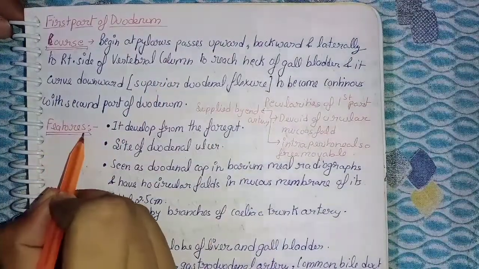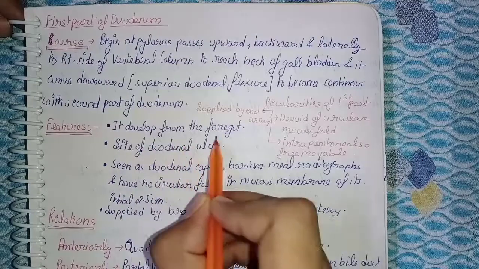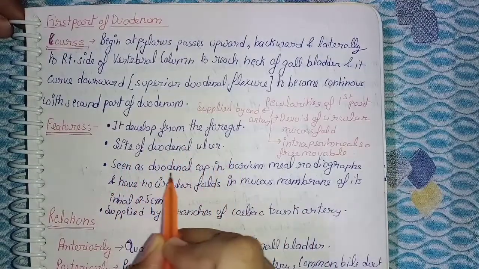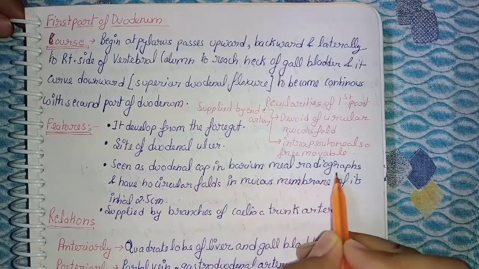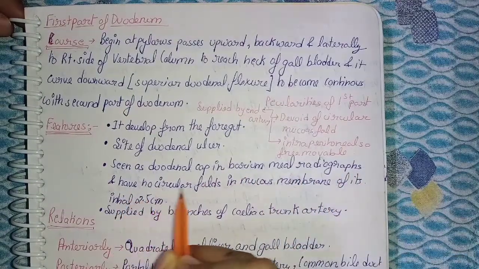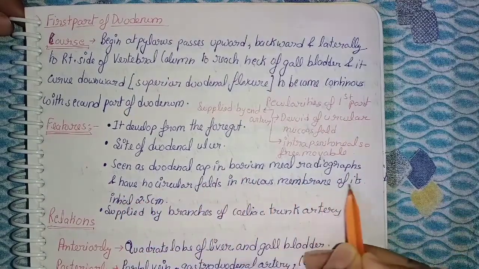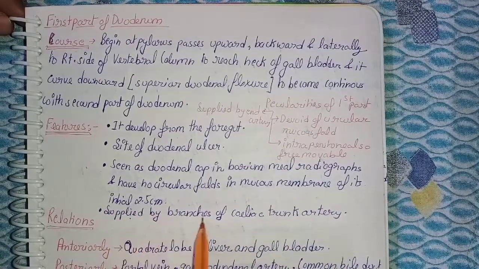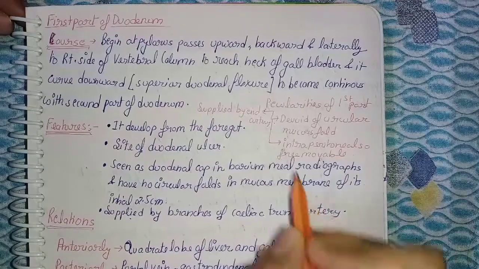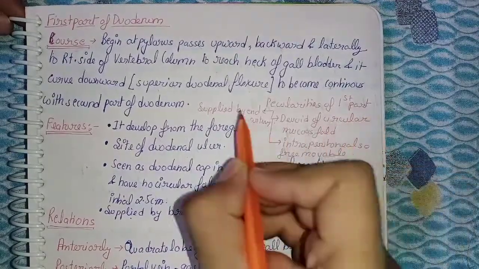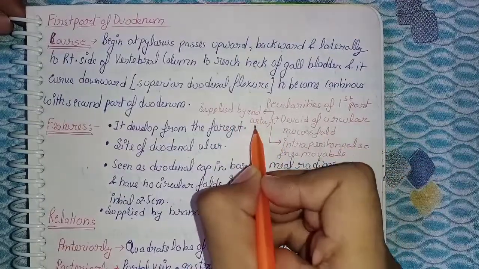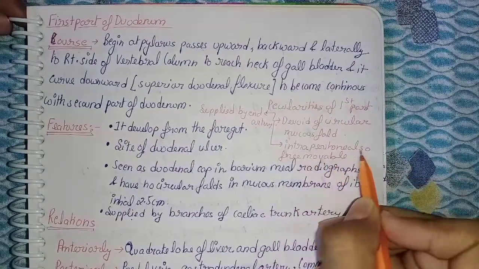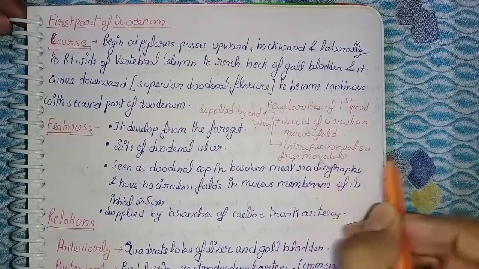Now coming to features of first part of duodenum, it develops from the foregut. It is a site of duodenal ulcer. It is seen as duodenal cap in the barium meal radiographs and has no circular folds in the mucous membrane of its initial 2.5 centimeters. It is supplied by the branches of celiac trunk artery. A peculiarity of the first part is that it is supplied by end artery. It is devoid of circular mucous fold. It is intraperitoneal, so it is freely movable.